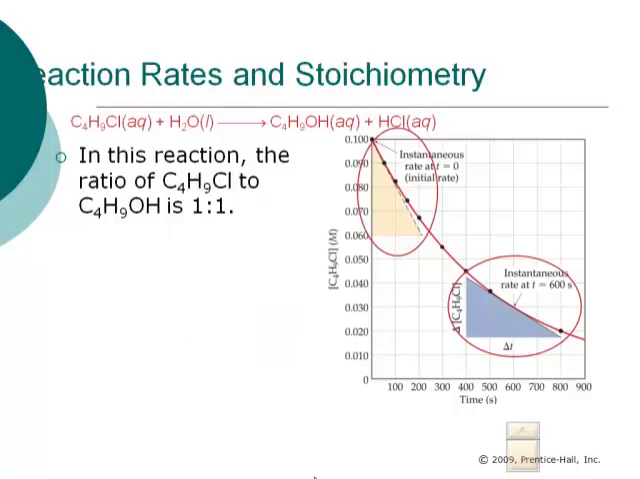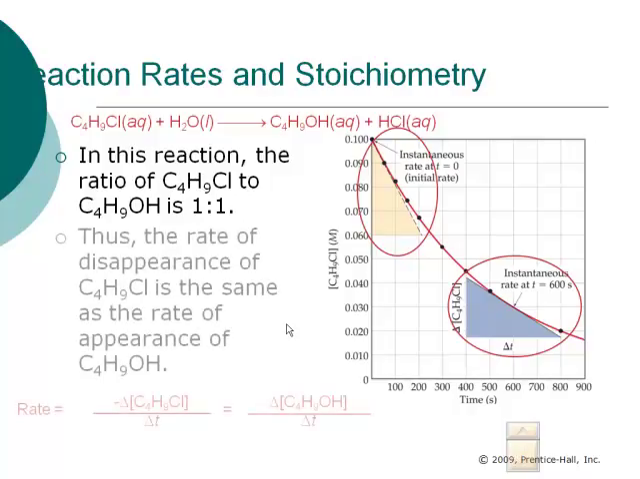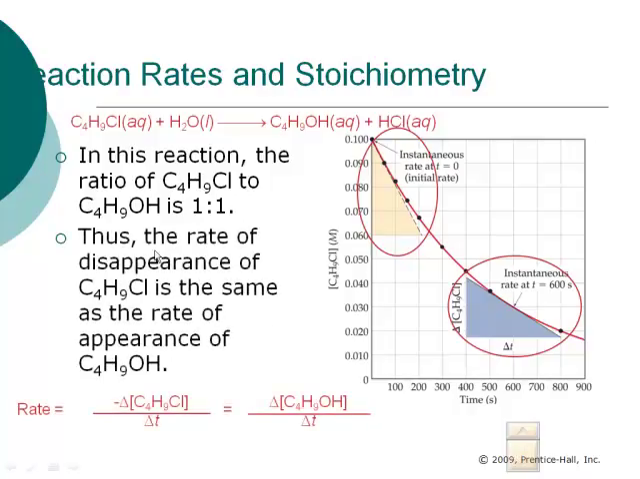It says in this reaction, the ratio of C4H9Cl to C4H9OH, which is your product, so reactant to product, is 1:1. So check out your rates here. It says thus, the rate of disappearance of C4H9Cl is the same as the rate of appearance of C4H9OH, with one very important difference.